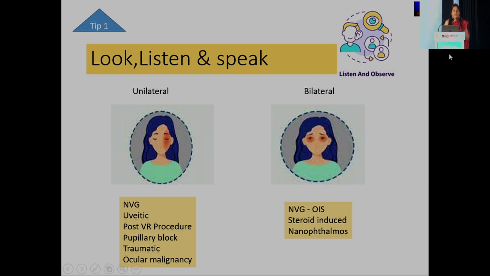Most of the information you can get with just looking, listening, and speaking. So number one, when you look at the patient, when the presentation is unilateral, you have a number of conditions that present unilaterally, like neovascular glaucoma, uveitic glaucoma, any history of trauma, pupillary block, etc. And those which happen bilaterally are secondary to an ocular ischemic syndrome, nanophthalmic eyes, or any steroid response. So looking at this, you get some information.